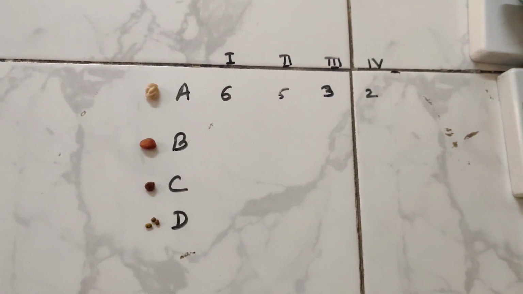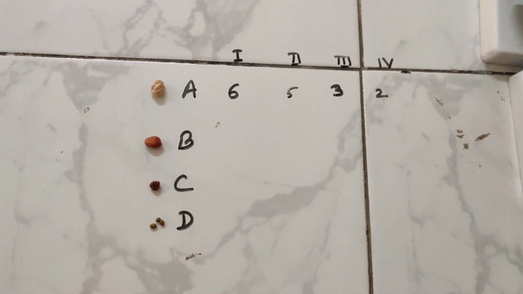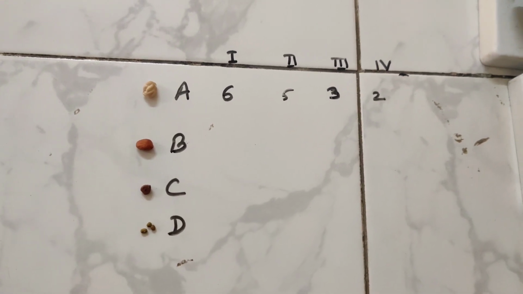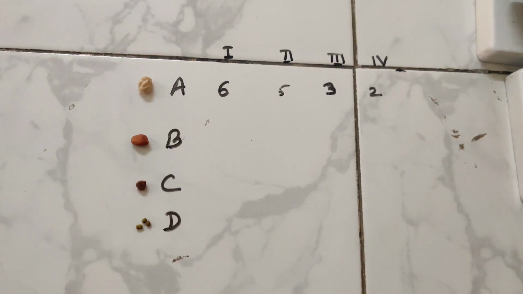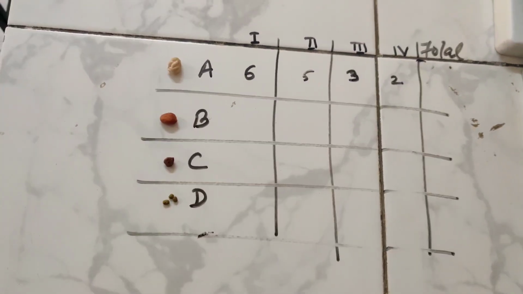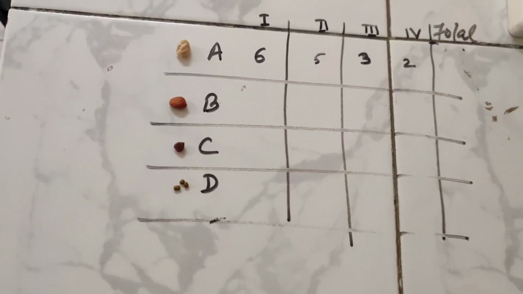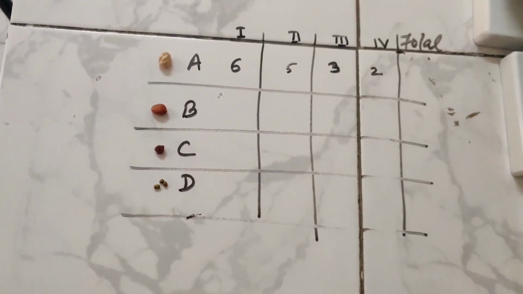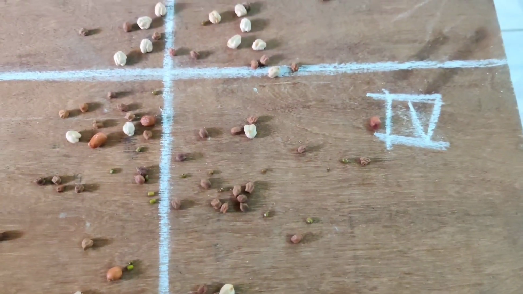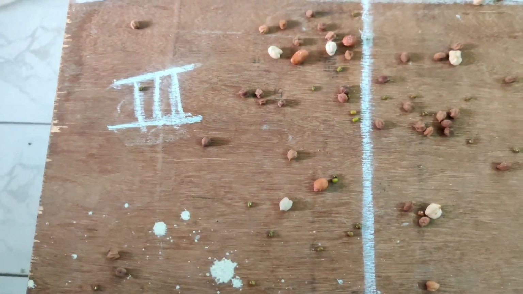This way we will note down in tabular form the number of species A plants present in each quadrant. We have seen species A in quadrant 1 are 6, then 5 in 2, 3 in 3, and 2 in 4. Likewise, you will count the number of species B, C and D in each quadrant and note them down in this table. You will count each and every plant species representation in the different quadrants, and then complete the given table.